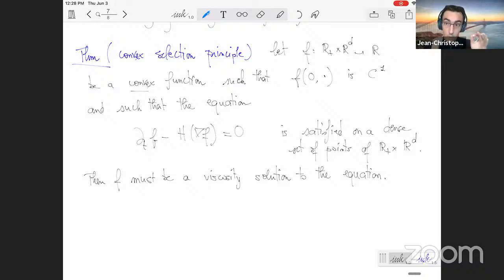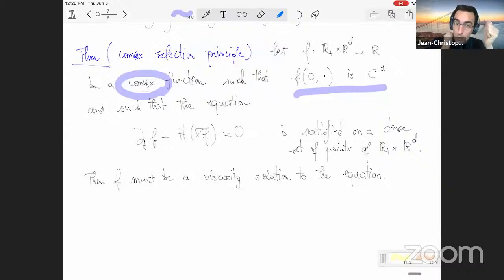But here it works. You know, we managed to select the right solution by only verifying the equation on a dense set, provided that we assume that the function is convex and that the initial condition is C1. So there's the selection because there are lots of functions which satisfy the equation almost everywhere and which are not the viscosity solution. But we managed to select the viscosity solution thanks to the fact that the function is convex.